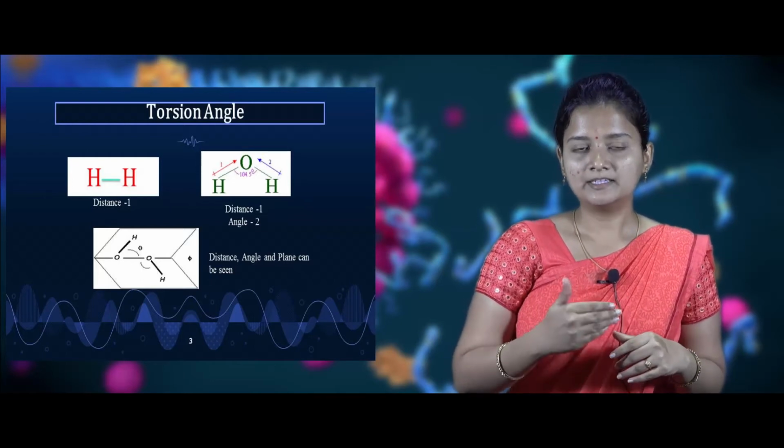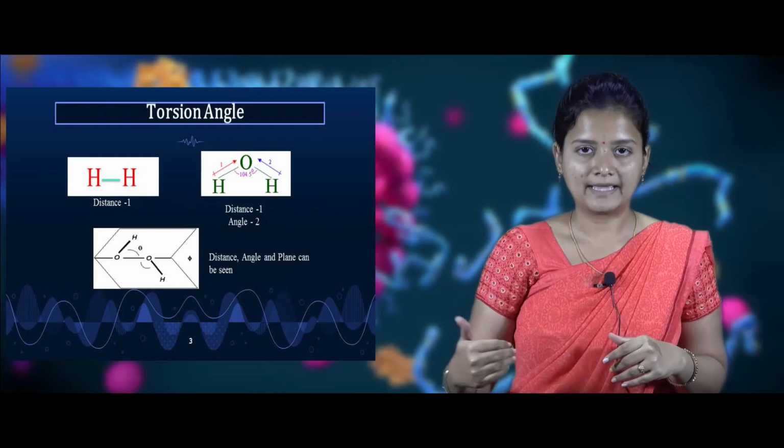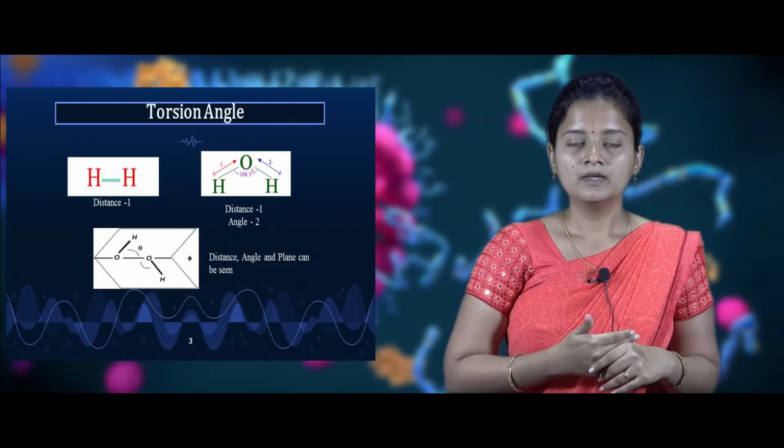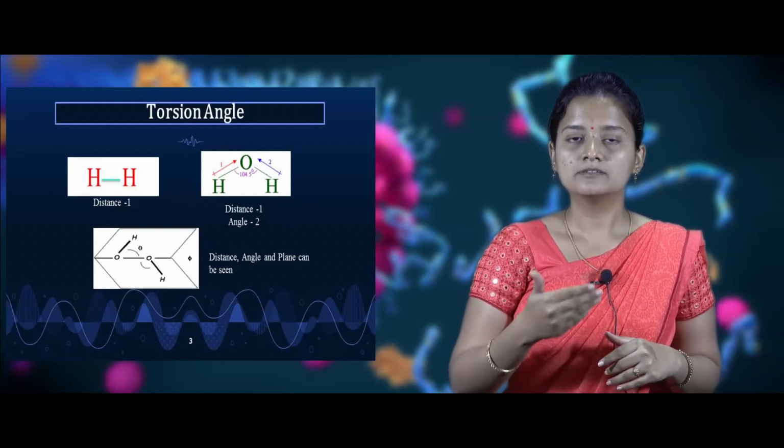So angles are determined by planes and not by lines. This is how the 3D structure of proteins is formed. These angles are known as torsion angles.